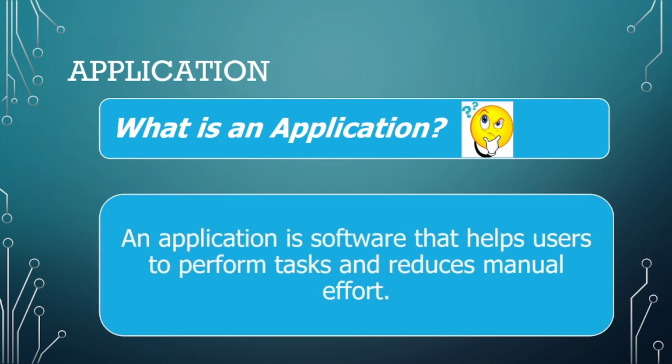So an application is software that helps the user perform a specific task and also reduces the manual effort. For example, in older days, if you wanted to communicate with a friend, how did we do that? You had to write a letter and send it to the receiver, and they would check it and reply back. Correct? But in the current situation, it is very difficult to wait that much time. It may take a week, correct?